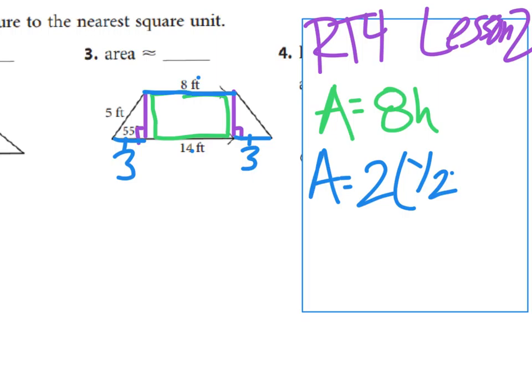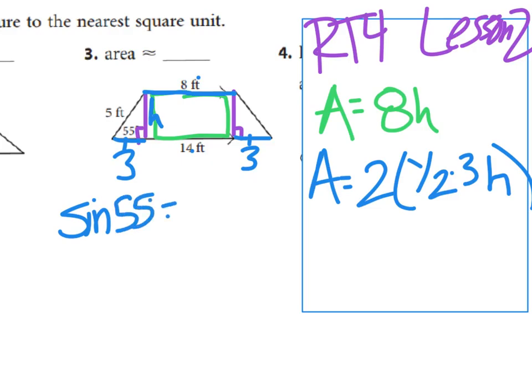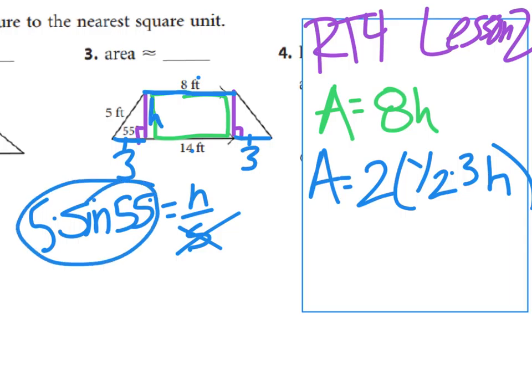So I'm going to say that the base is 3, and now we're going to need to find h. To find h, I can use the sine of 55 degrees is equal to h over 5. So I'll multiply this by 5 to clear that denominator. I can now use this number in both of my formulas.